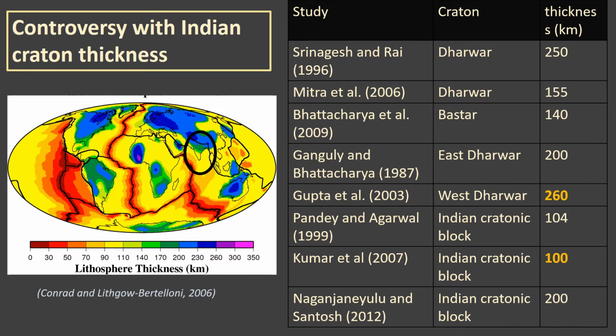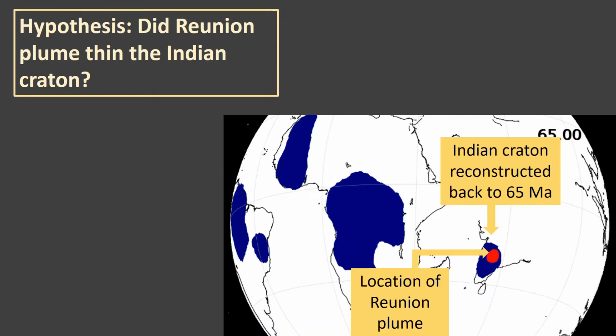But this is not the only study that has suggested Indian lithosphere to be very thin. There has been a number of studies which have suggested different thickness of the Indian craton, and that varies from 100 to 260 kilometer depth. To address this discrepancy, many have suggested one hypothesis, that during the movement of India, the Reunion plume erupted under the Indian craton at around 65 millions of years ago. And this event might have thinned down the Indian craton thickness. In this study, we want to test this hypothesis.